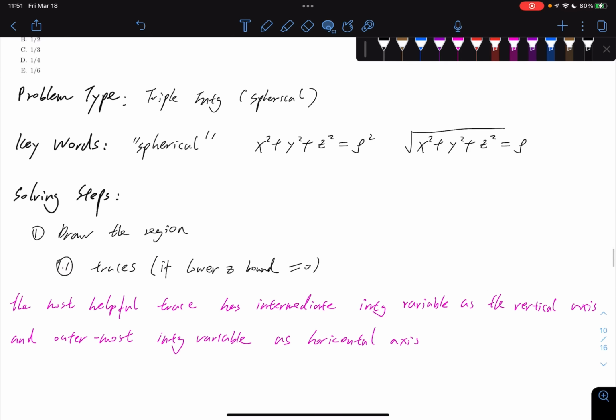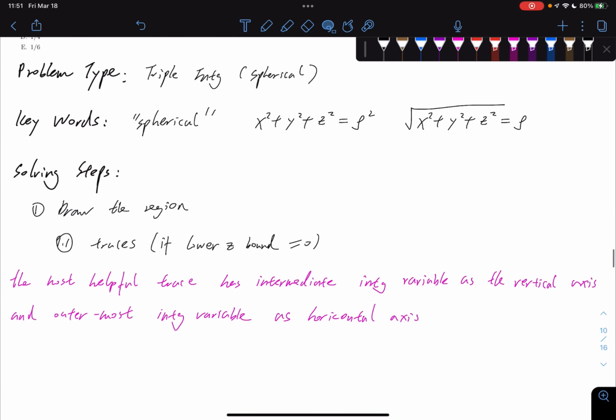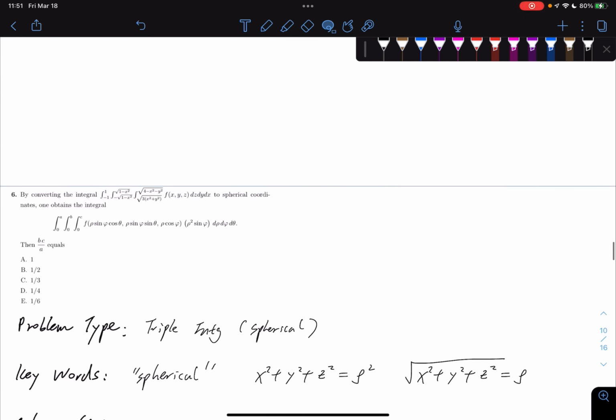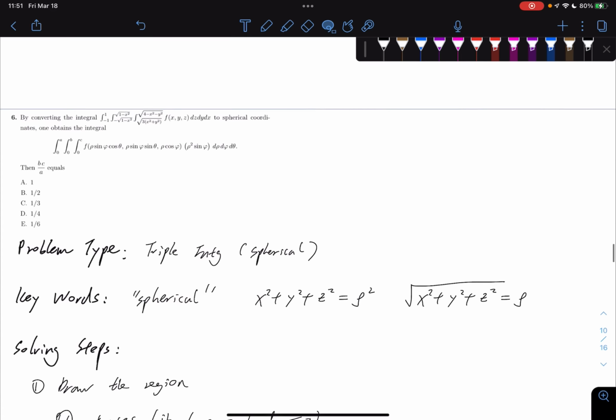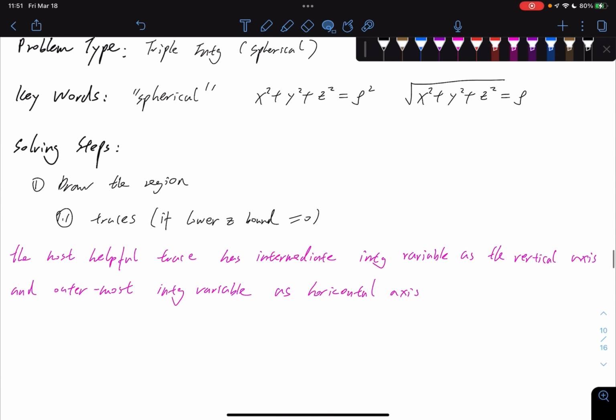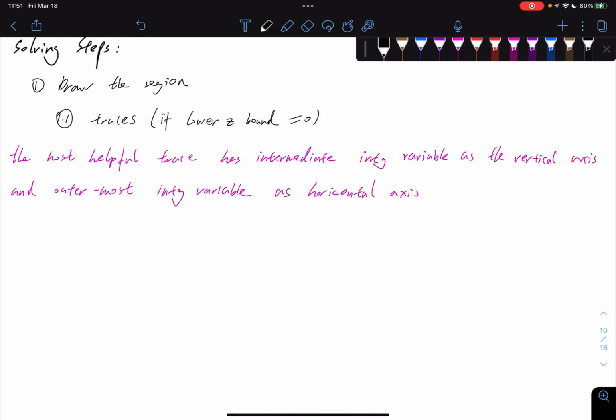If the lower z bound equals 0, the most helpful trace has the intermediate integration variable as the vertical axis, and the outermost integration variable as the horizontal axis. So in this case, we have dy as our intermediate variable, and then dx as our outermost variable. So they will be the vertical axis and horizontal axis of the trace respectively. Let's take a look at the trace.